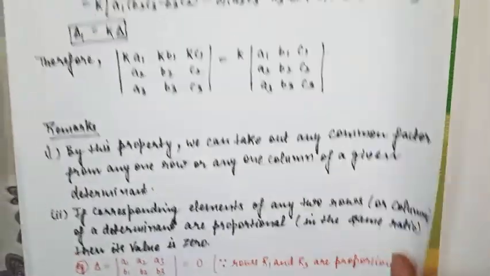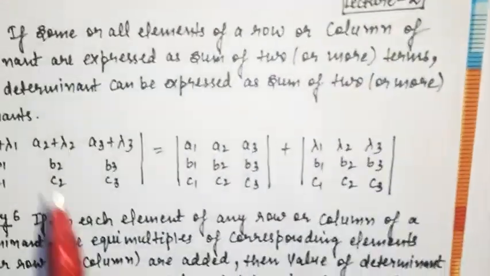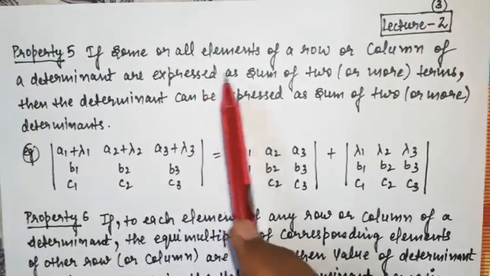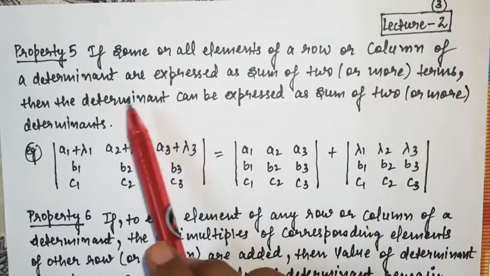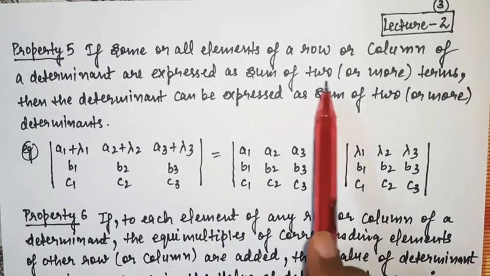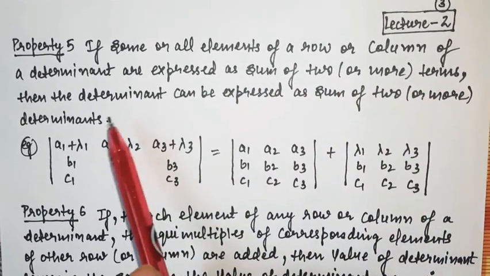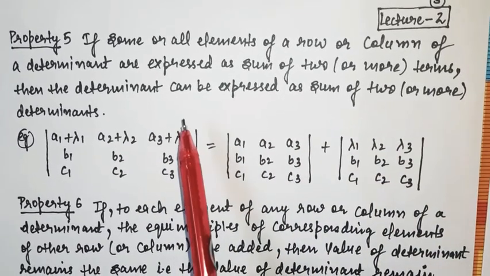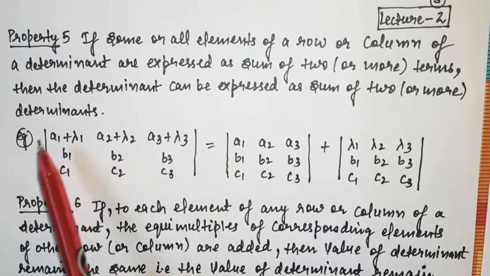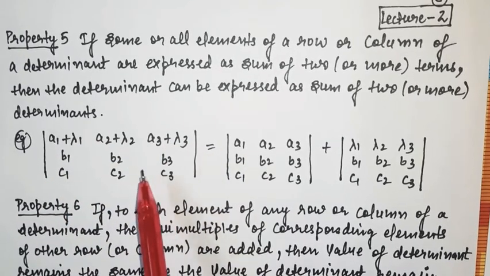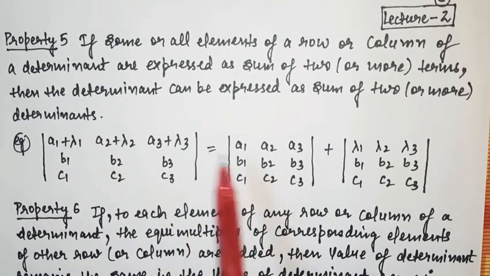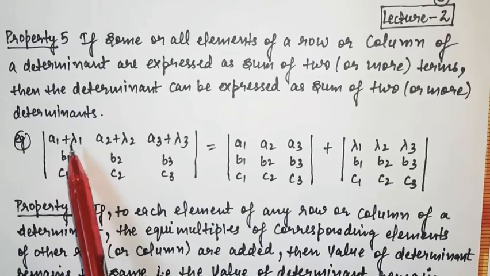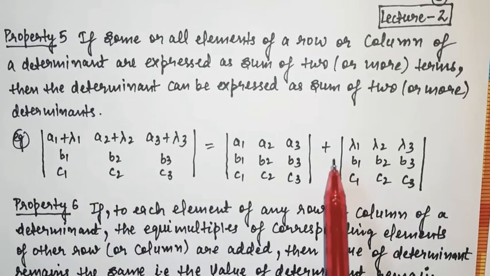Now property number 5. Property number 5 is saying, if some or all elements of a row or column of a determinant are expressed as a sum of two or more terms, then the determinant can be expressed as a sum of two or more determinants. For example, this determinant is given to you. You can write this determinant as this. That means you can separate the terms by using a plus sign here.